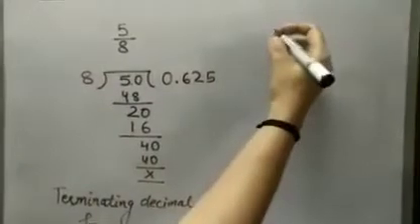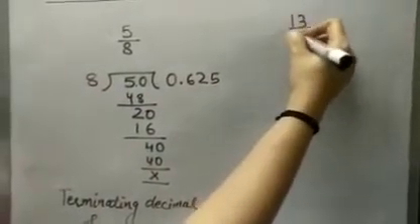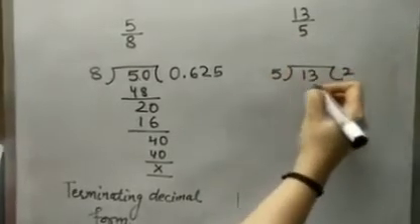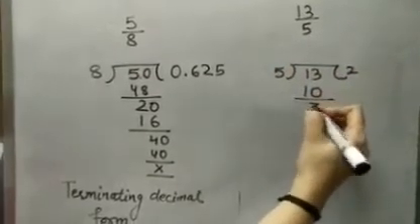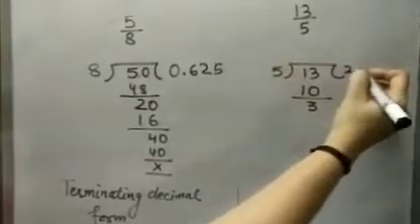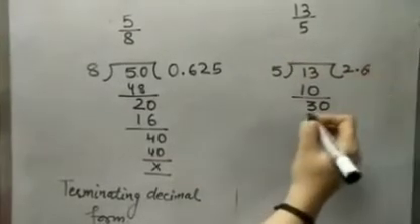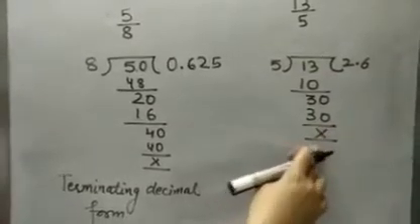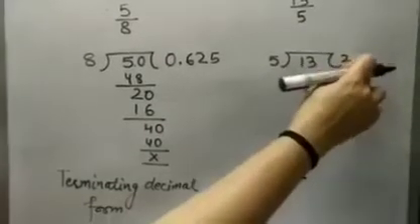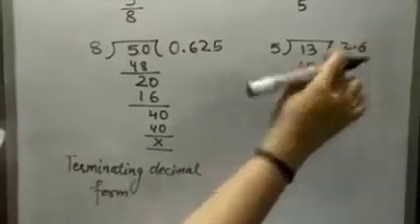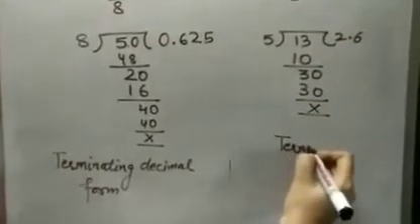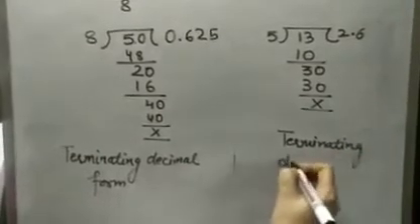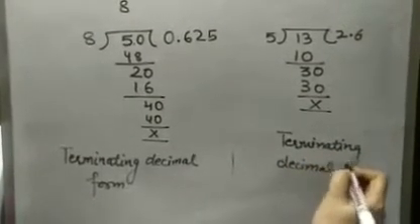I am taking one more example, 13 by 5. 5 2s are 10. Now 3 is not divisible, decimal. 5 6s are 30. Now in this example, again the remainder has become 0 and there is a finite number of digits in the decimal part. So this is also a terminating decimal form. This rational number has terminating decimal form.